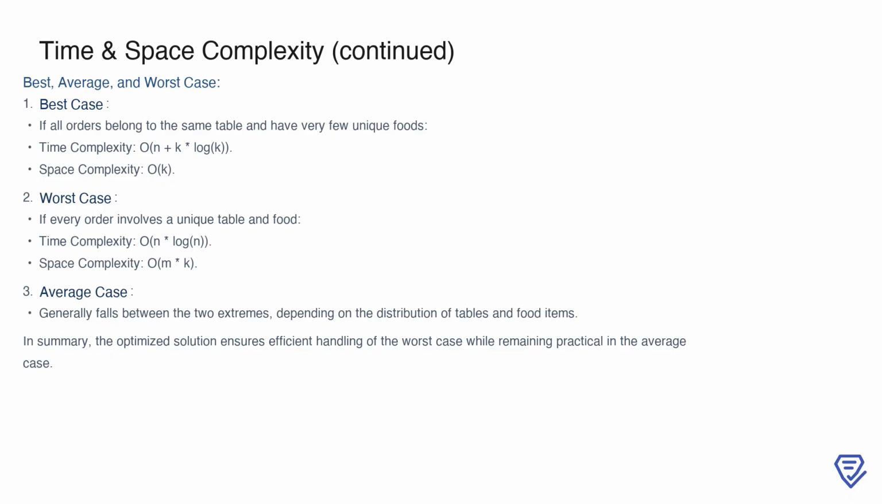Finally, let's examine the best, average, and worst-case scenarios for our solution. In the best case, where all orders belong to the same table and involve very few unique food items, the time complexity is O(N + K * log K), and the space complexity is O(K). In the worst case, where every order involves a unique table and food item, the time complexity becomes O(N * log N), and the space complexity is O(M * K). The average case lies between these extremes, depending on the distribution of tables and food items. Overall, our optimized solution ensures efficient handling of the worst case while remaining practical in the average case, making it well suited for this problem.